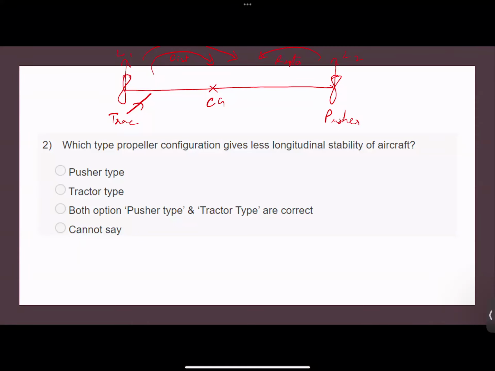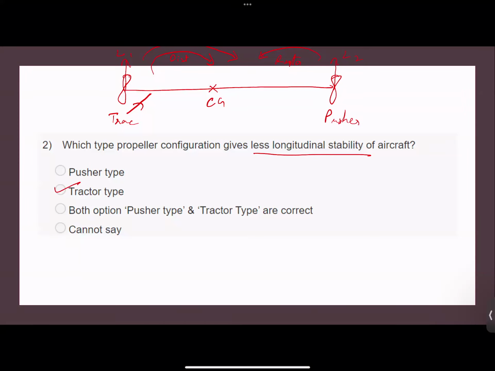So because of this, there is a restoring moment at the CG and the aircraft tends to come back to its equilibrium position by pitching down. So in this comparison, the pusher is more stable. So the question was which gives less longitudinal stability, and that is tractor.